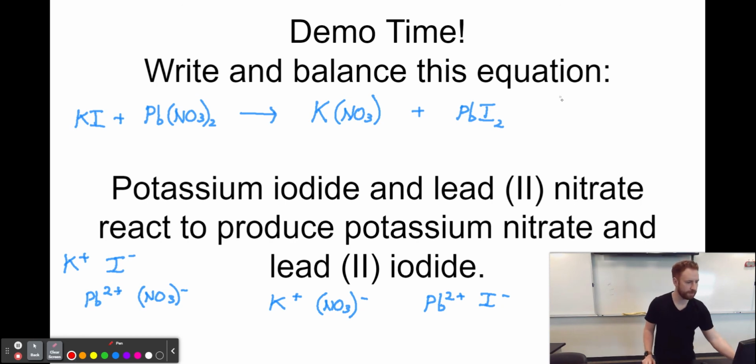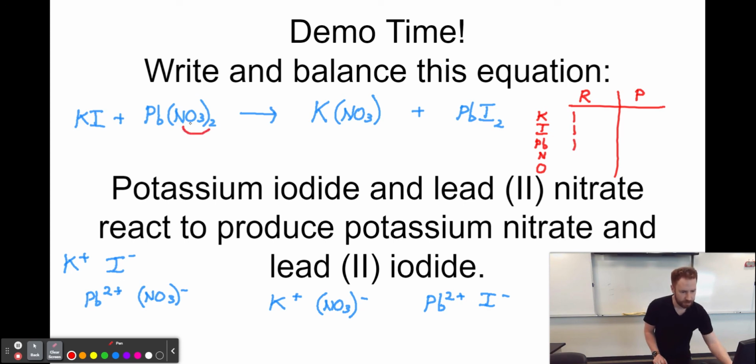We're going Superman colors here. Reactants, products, T chart. There's a bunch of elements here. Potassium, iodine, lead, nitrogen, and oxygen. Holy moly. In the reactants, there's 1 potassium, 1 iodine, 1 lead, 2 nitrogens, and 6 oxygens. In the products, there's 1 potassium, 1 nitrogen, 3 oxygens, 1 lead, and 2 iodines.